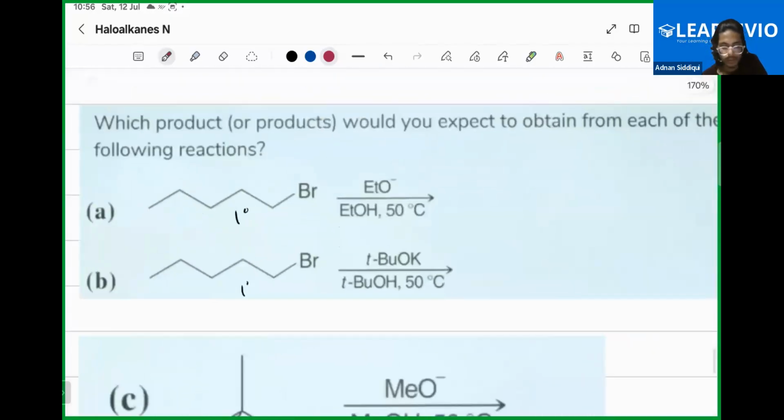Right. So let us do some questions on the basis of the thing we have discussed so far. Tell me the product for A and the product for B. You have to think carefully.